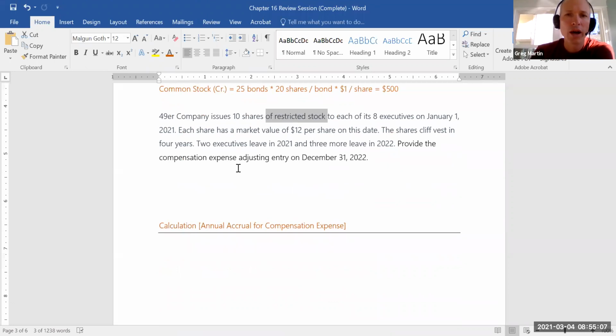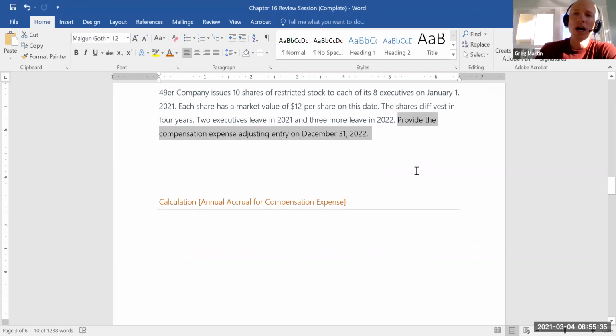All right, so we have 10 shares of restricted stock to each of its 8 executives on January 1st, 2021. Each share has a market value of $12 per share on this date. The shares cliff vest in 4 years, and 2 executives leave the company in 2021. 3 more leave in 2022, and we need to provide the compensation expense adjusting entry on December 31st, 2021.